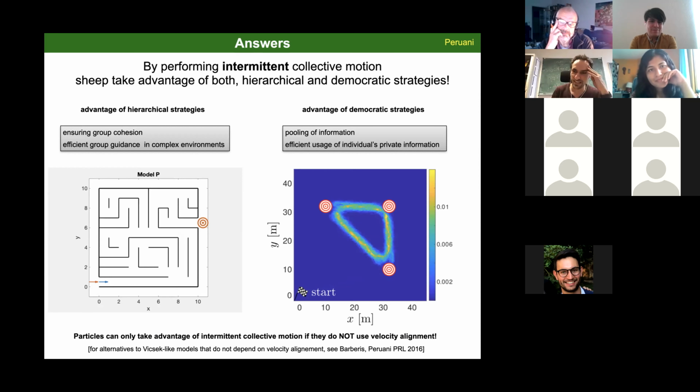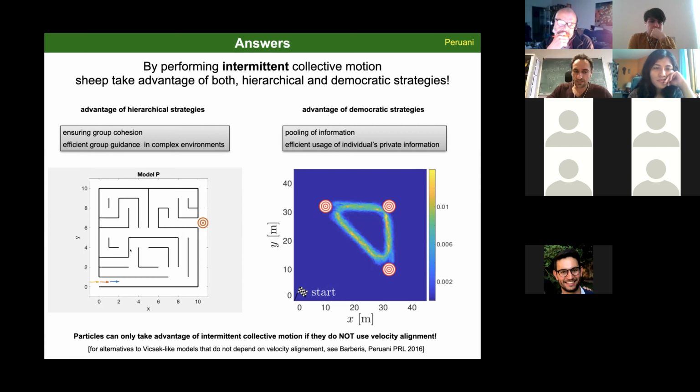So, basically the take-home message here would be that by performing intermittent collective motion, sheep take advantage of both hierarchical and democratic strategies. In which sense, and what kind of advantages am I talking about? For example, one advantage you can associate to hierarchical structures or strategies is that you can ensure group cohesion. On the other hand, you can also show that there is efficient guidance in a complex environment.